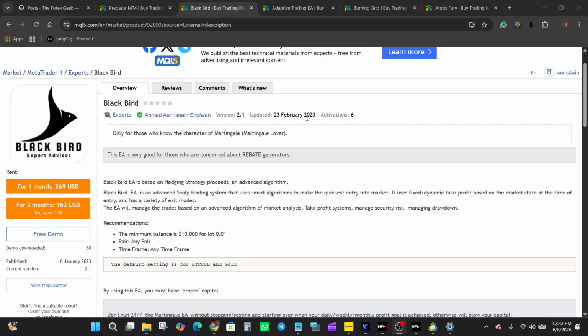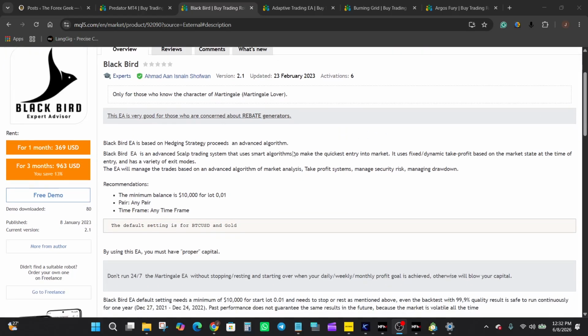Now, one important thing to confirm early is that this EA is designed for MetaTrader 4, so everything in this review will be focused strictly on MT4 usage. Scrolling through the description, Blackbird EA is presented as a hedging-based trading system with an advanced algorithm. It also mentions Martingale style logic, so the positioning here is clearly towards users who already understand higher risk trading approaches. The system is also described as a fast entry scalp trading model, meaning it aims to react quickly to market movements and manage trades actively once they are open.